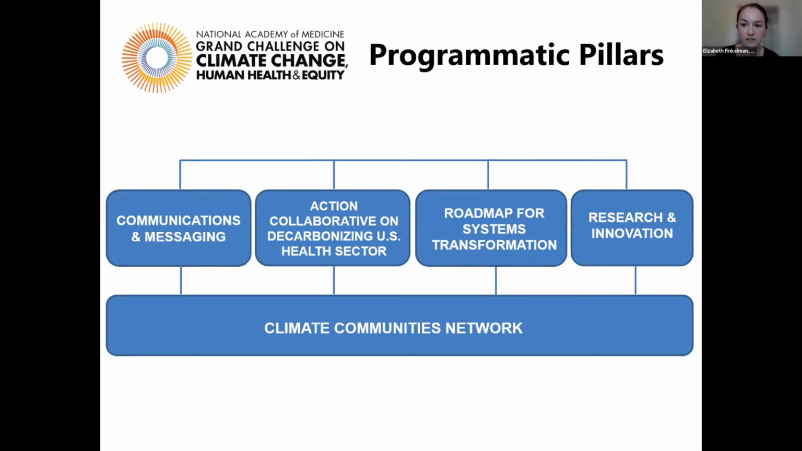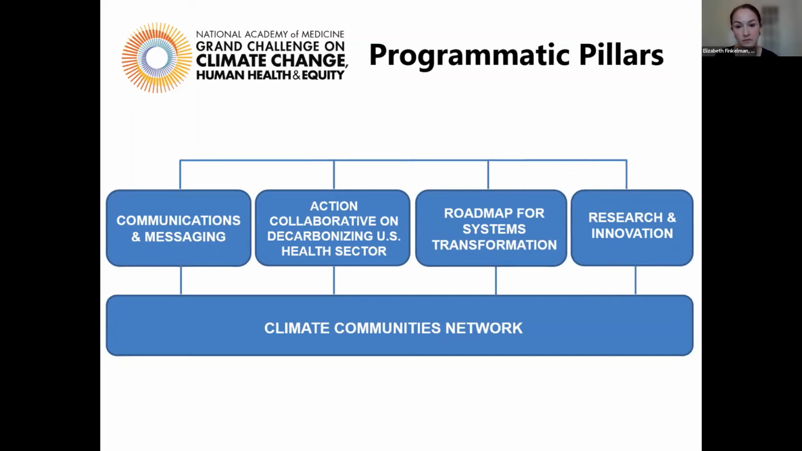And the Action Collaborative on Decarbonizing U.S. Health Sector is our second programmatic pillar. It's a public-private partnership convening leaders from across the health sector to reduce the carbon footprint of the health sector and strengthen its resilience. Our third pillar is our roadmap for systems transformation. This will be a consensus report that provides the vision and recommendations for how major systems such as agriculture, transportation, and energy might be redesigned to promote a more equitable, health-promoting, and climate-sustaining economy.